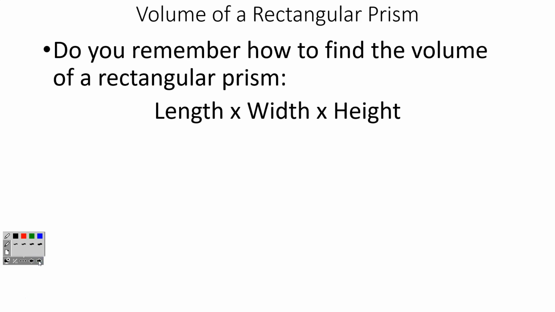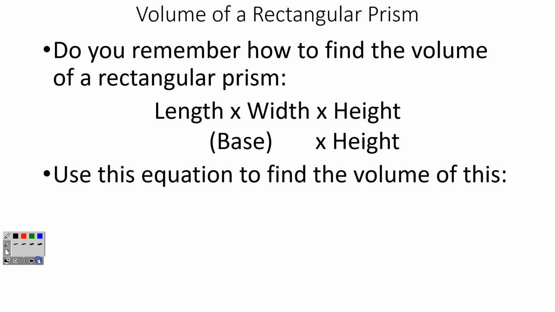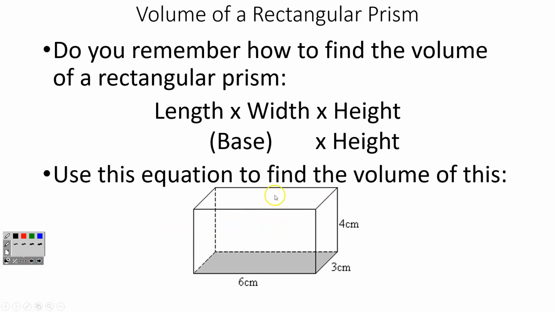Hopefully you remember from previous years, to find volume of a rectangular prism, it is just length times the width times the height. You could also say base times height, but the base is just the length times the width in this case. So in this problem, you would use length times width times height. So you would have 6 times 3 times 4. And that should give you an answer of 72 centimeters cubed. Volume is always cubed, so that's why I put my little 3 right there.